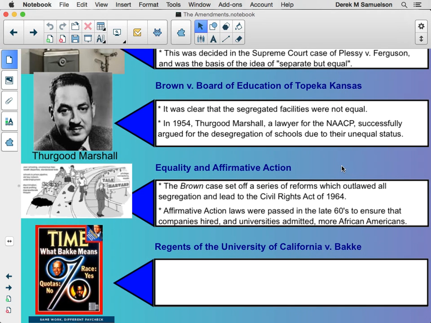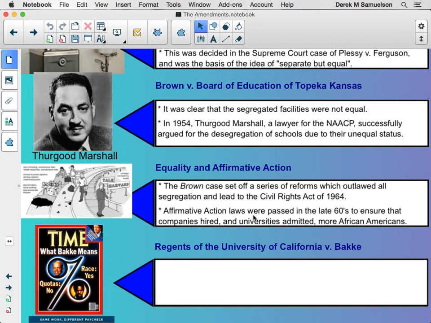The Brown case set off a series of reforms which outlawed all segregation and eventually led to the Civil Rights Act of 1964, where all segregation in public spaces was outlawed throughout the United States. Do keep in mind this is in public spaces. In private spaces, segregation can still happen.